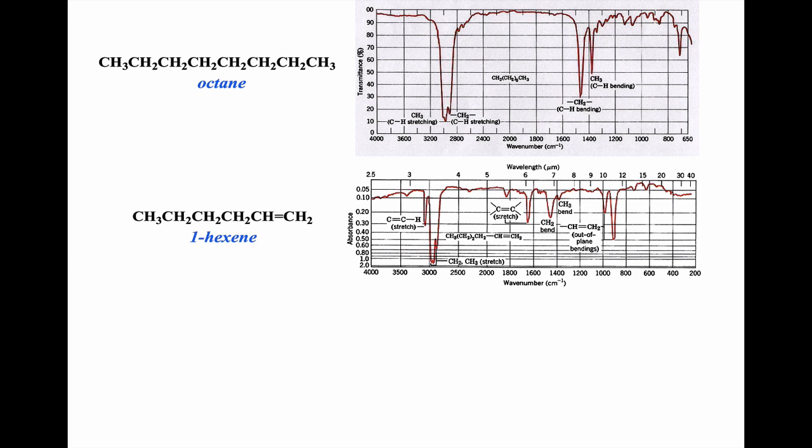Again, notice starting at 1500, this is all fingerprint. Notice I see something here. It's fairly weak. It's a carbon-carbon double bond. Why is the carbon-carbon double bond weak?